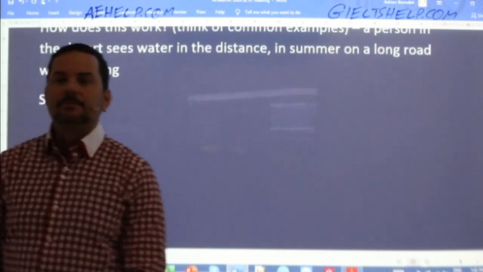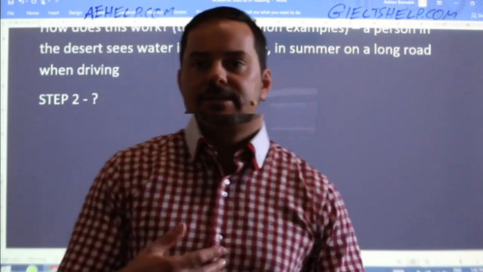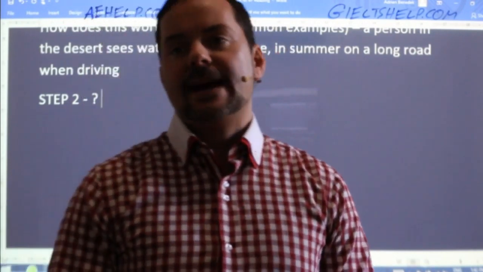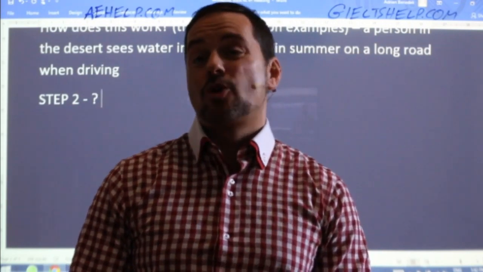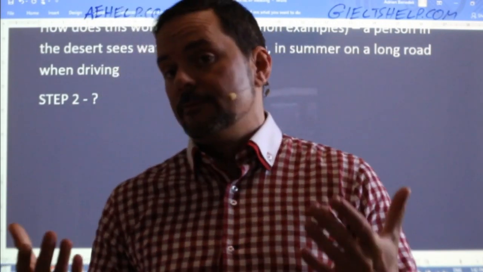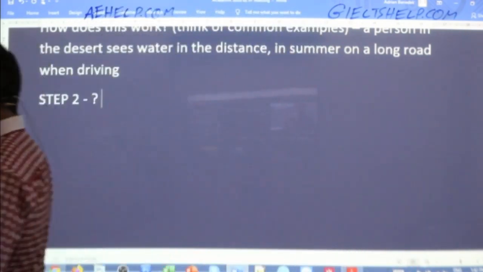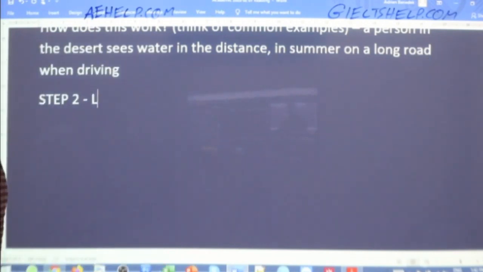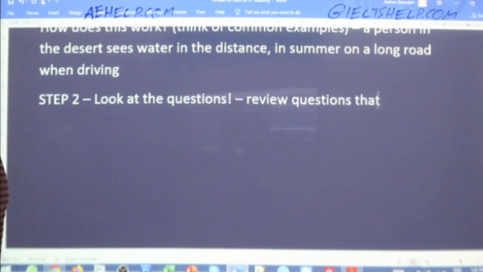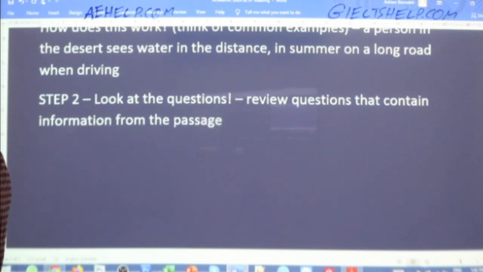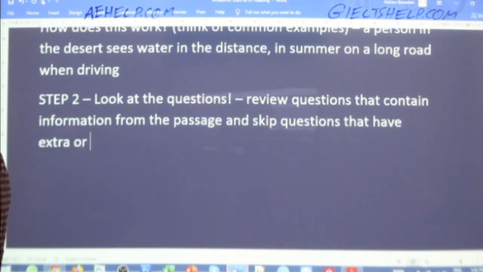What's step number two? So, you've gathered all this wonderful information to help you understand the passage. What is step number two? What do you do next? After you have gathered as much information as quickly as possible using the title and hopefully a picture if you have it. Then step number two, and I am hoping many of our members are typing this right now, look at the questions, right? Review questions that contain information from the passage and skip questions that have extra or false information.